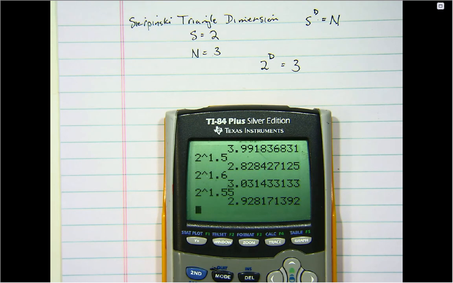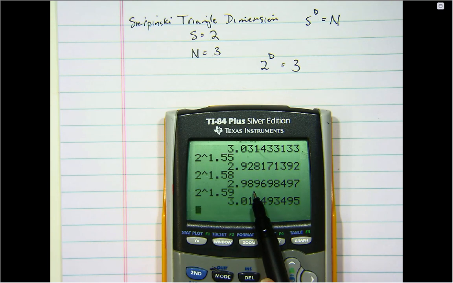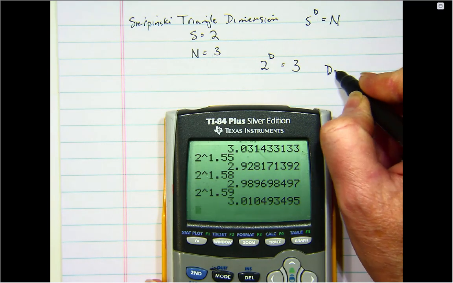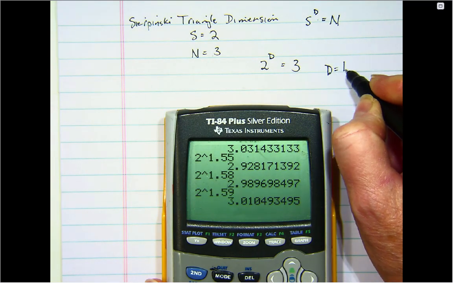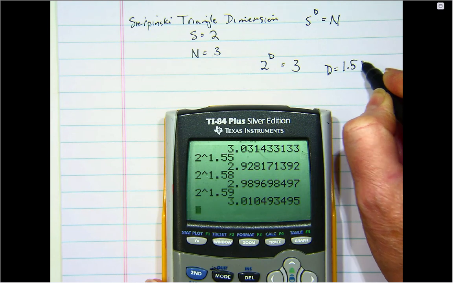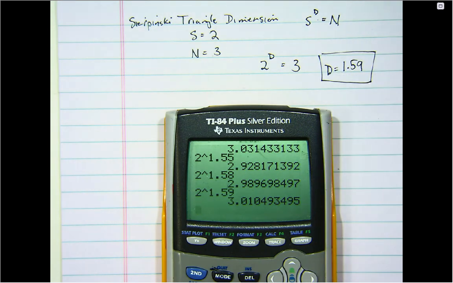2 raised to the 1.55. How about 2 raised to the 1.58? How about 2 raised to the 1.59? Okay, so I'm going to pick 2 raised to the 1.59 because that's 1/100th away. This is very close also, right? That's 11 1/1000ths. I'll pick 2 raised to the 1.59. So the dimension of the Sierpinski triangle is 1.59.